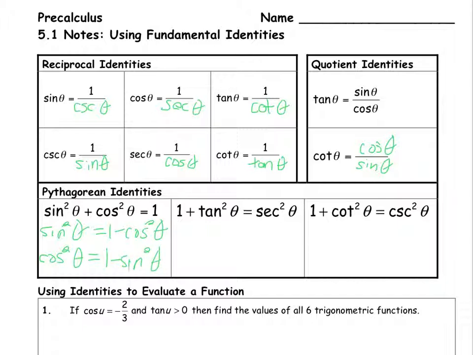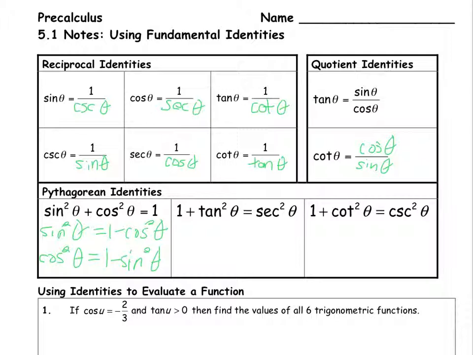There are even more ways to do this. I could have chosen to subtract the 1 and then subtract the other one. So I could have written, say, sine squared theta minus 1 equals negative cosine squared theta. You have to be familiar and comfortable with taking these Pythagorean identities and rewriting them into whatever form fits our need at the time.